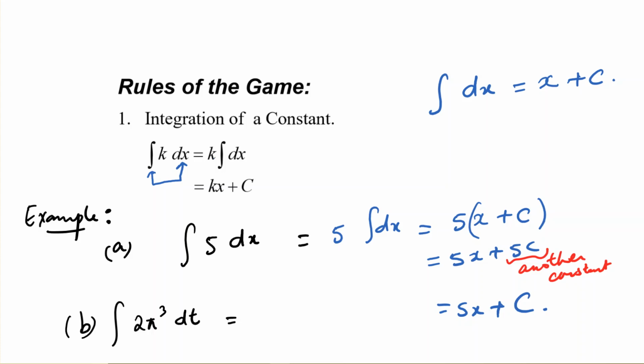What would be the integral of 2 pi cubed dt? Again, 2 pi cubed is just a constant, and the integral of dt would be t plus c.